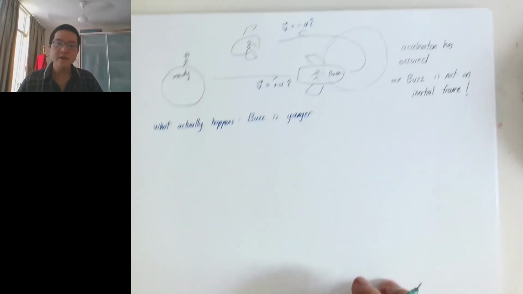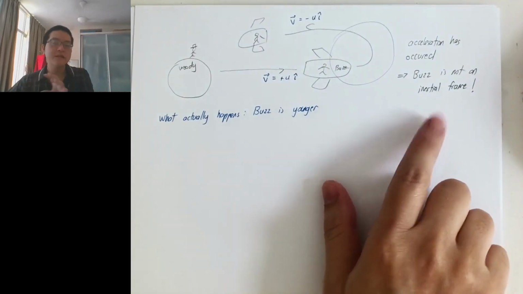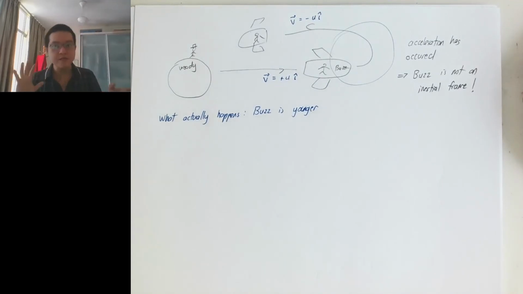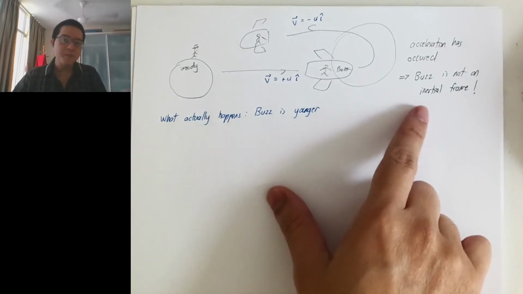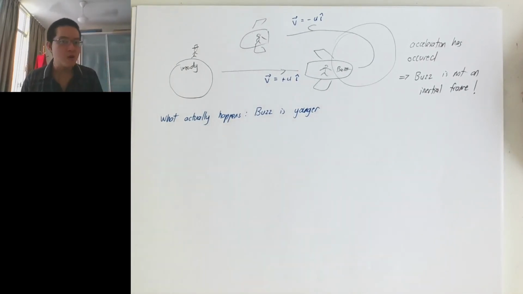So if Buzz is not an inertial frame, then the special relativity calculation cannot be applied anymore. That means you can't say one of them is correct and one of them is wrong. Before that, if all of them are inertial frames, we cannot say who is right and who is wrong, because everyone's own measurement is perfectly fair.